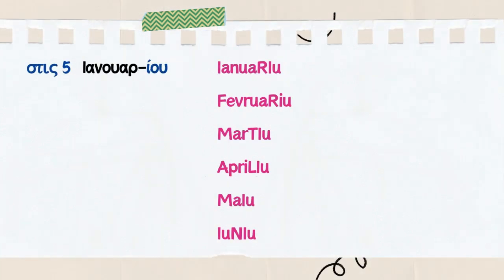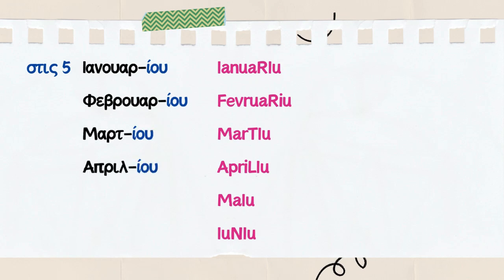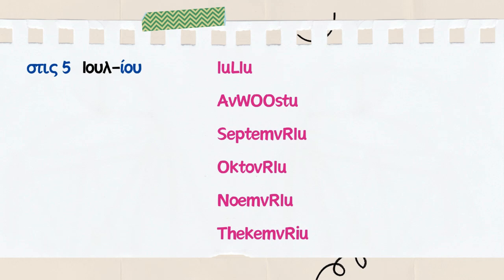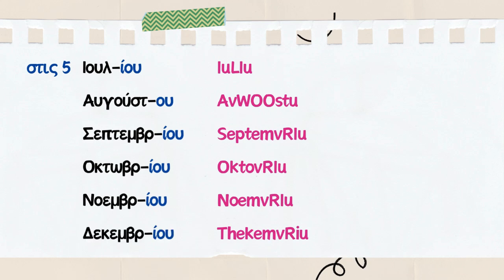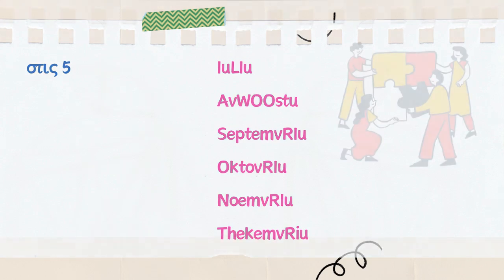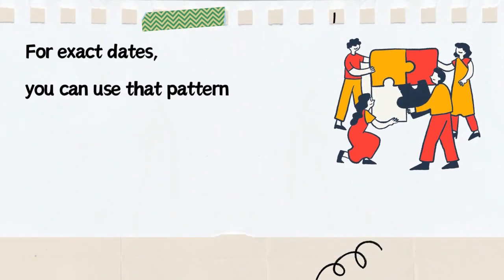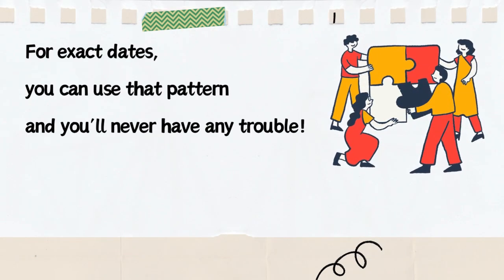Στις 5 Ιανουαρίου, στις 5 Φεβρουαρίου, στις 5 Μαρτίου, στις 5 Απριλίου, στις 5 Μαΐου, στις 5 Ιουνίου, στις 5 Ιουλίου, στις 5 Αυγούστου, στις 5 Σεπτεμβρίου, στις 5 Οκτωβρίου, στις 5 Νοεμβρίου, στις 5 Δεκεμβρίου. For exact dates, we can use that pattern and you'll never have any trouble.